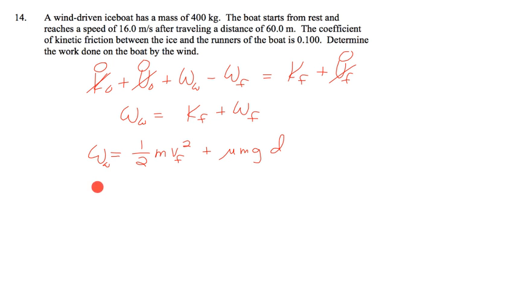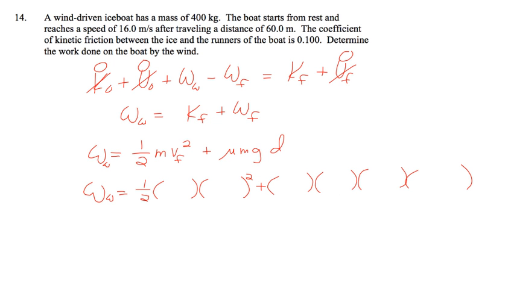So plugging in the numbers, we're going to have 1/2 the mass of the boat times the final velocity squared plus mu mg d. And again, I've already taken care of the direction up here. I know friction would be a negative work, so in doing the algebra, it ends up being positive down here. So all the numbers here, I don't have to worry about signs. They're all going to be positive.